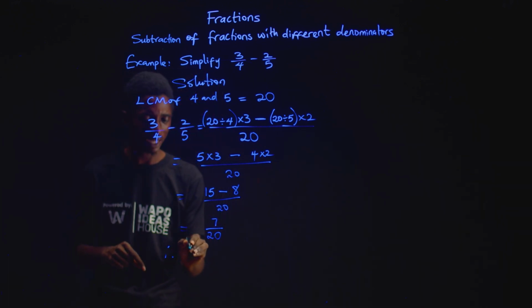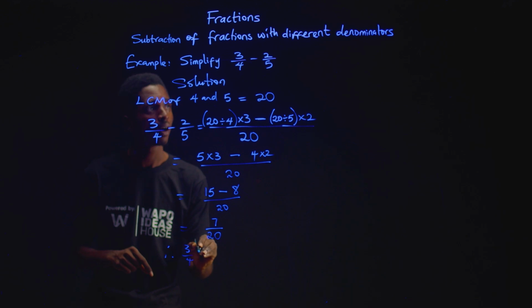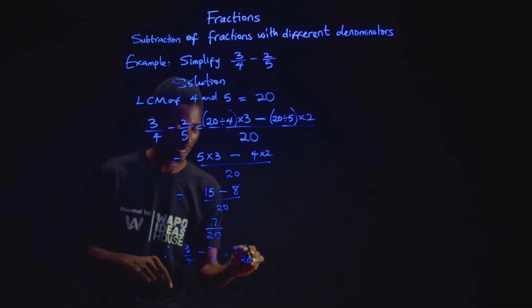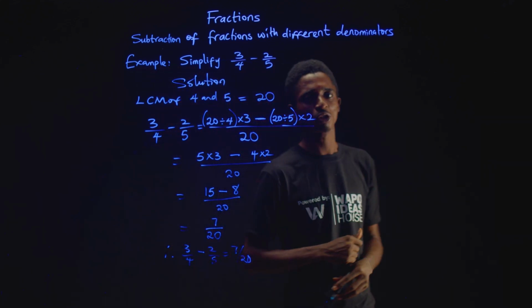So you can conclude by saying 3 over 4 minus 2 over 5 would give you 7 over 20. And that's the solution to the problem.